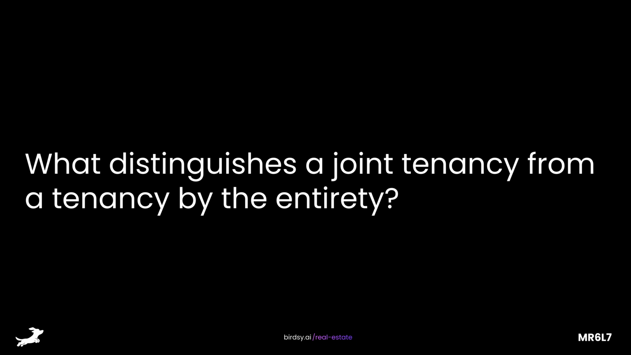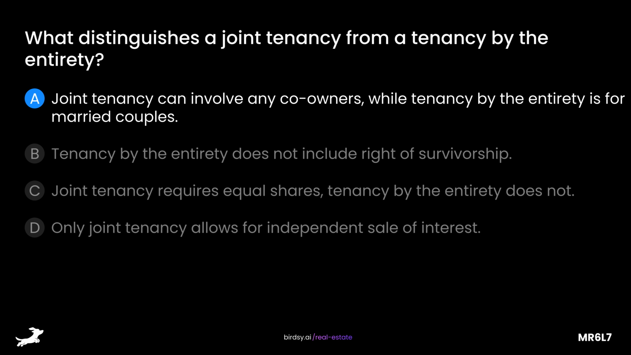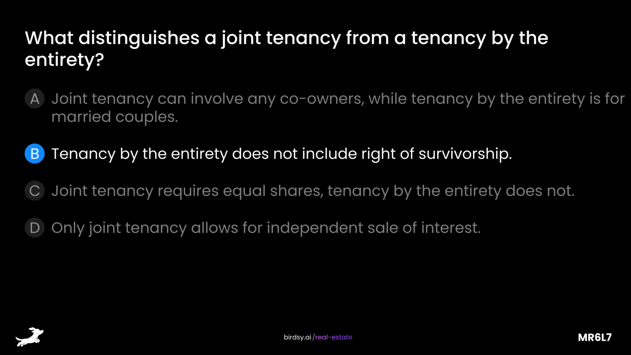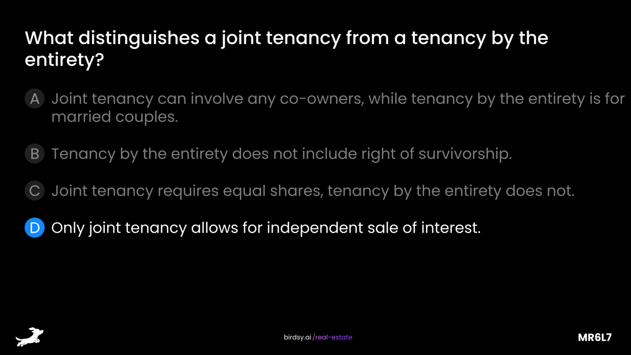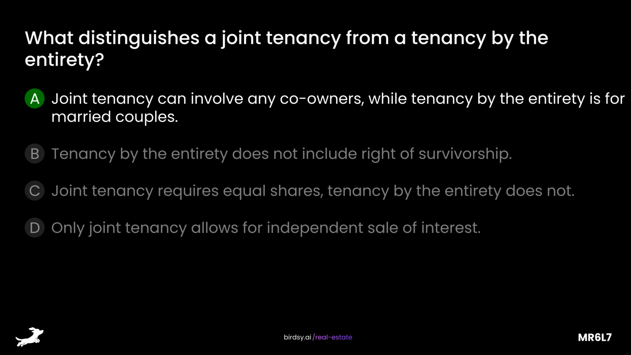What distinguishes a joint tenancy from a tenancy by the entirety? Is it A, joint tenancy can involve any co-owners, while tenancy by the entirety is for married couples? B, tenancy by the entirety does not include right of survivorship? C, joint tenancy requires equal shares, tenancy by the entirety does not? Or D, only joint tenancy allows for independent sale of interest? The answer is A, joint tenancy can involve any co-owners, while tenancy by the entirety is for married couples.